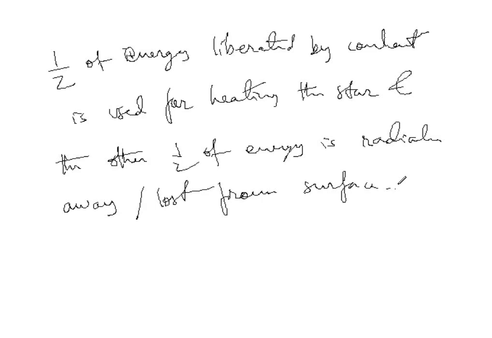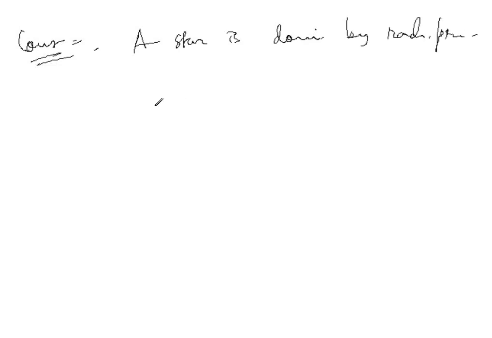Okay, now there is another very interesting point. Another consequence: suppose a star is dominated by radiation pressure. Then we will find that E internal is equal to minus E gravitation, and therefore E total is equal to 0.